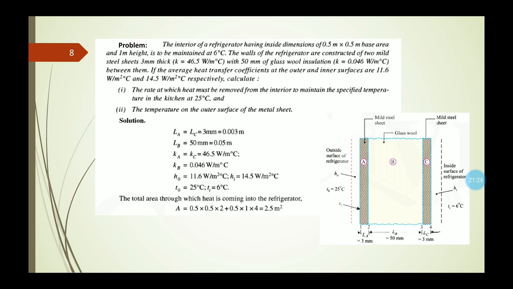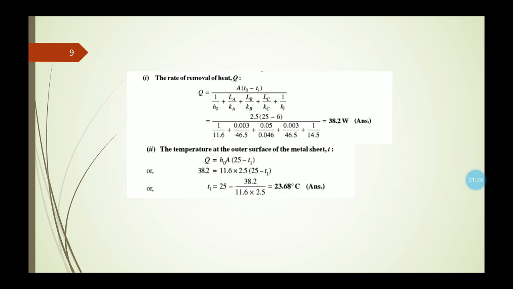Here we have calculated the total area of the refrigerator, which is 2.5 meters square. Next, the rate of heat removal we need to calculate. So here we have applied the formula of the overall heat transfer coefficient. If we apply the concept, or the equation, for the overall heat transfer coefficient intelligently, then we need to write this equation like this.